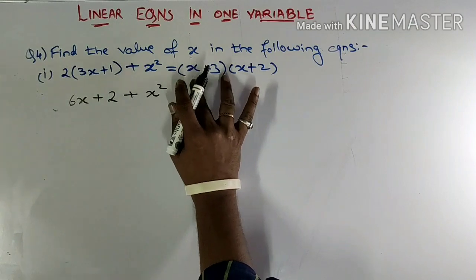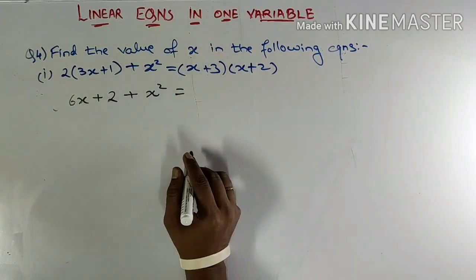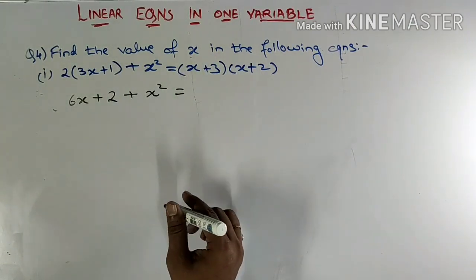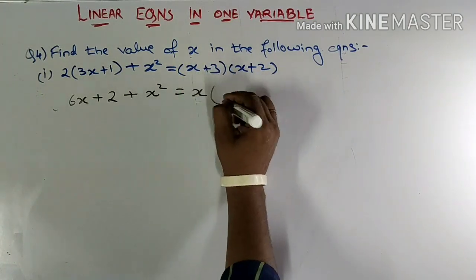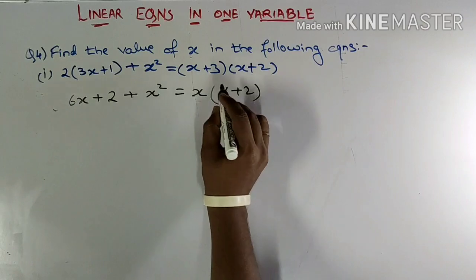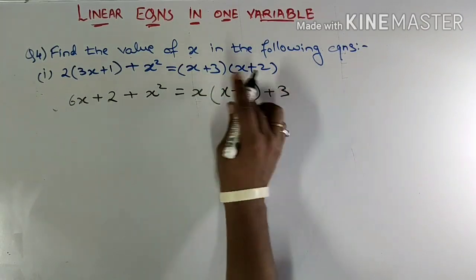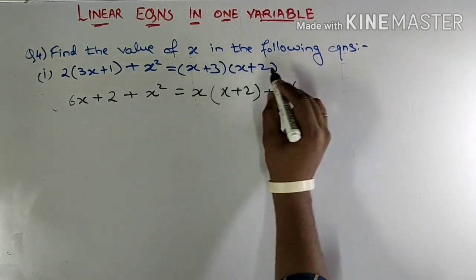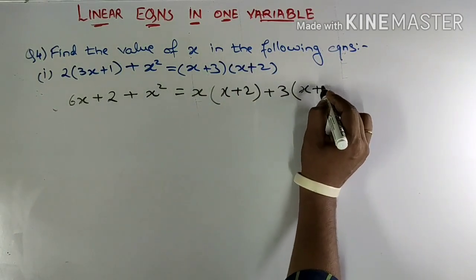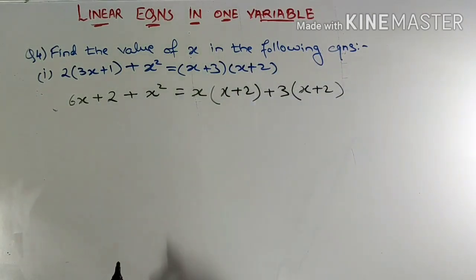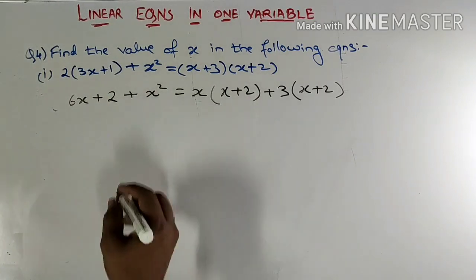Now multiplying this bracket into bracket, there is a particular way to multiply one bracket with the other. First term of the first bracket multiplies the second full bracket, then the second term, which is plus 3, that is the second term of the first bracket, multiplies the whole bracket. Remember this multiplication, this will be helpful for you in future.